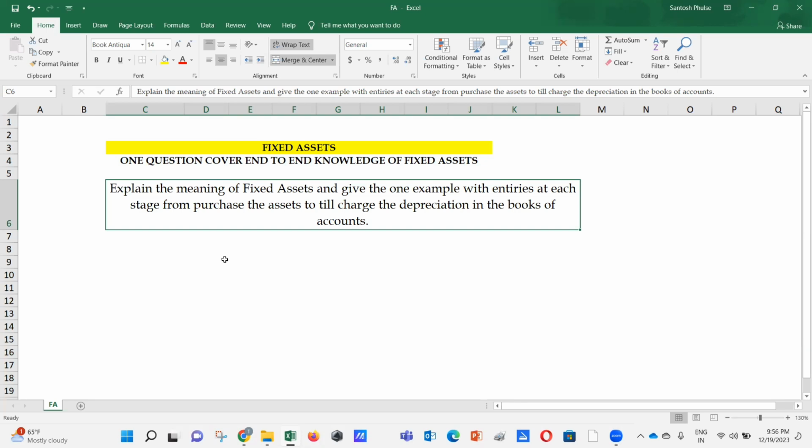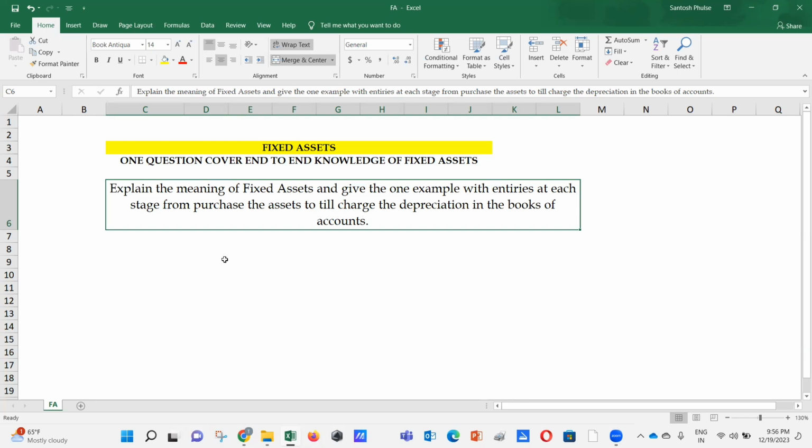Here it's going to take 3 to 5 minutes to answer that question, but it's not one sentence or two sentences. We have to speak up and explain, and give an example for that as well. So explain the meaning of fixed assets. Here, one part of the question is to explain the meaning of the fixed asset. Second, we have to take one example.